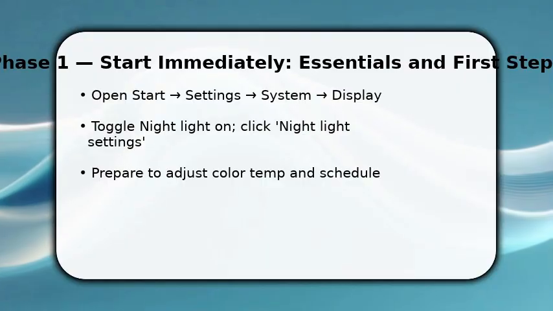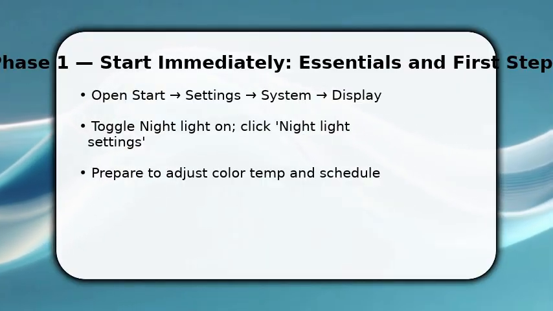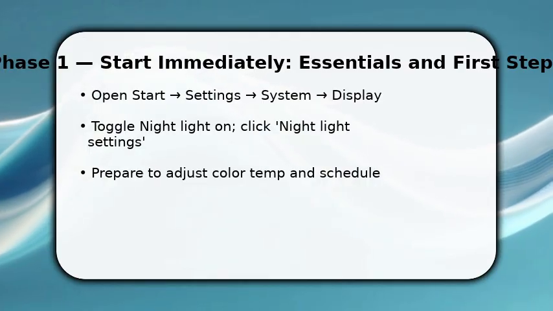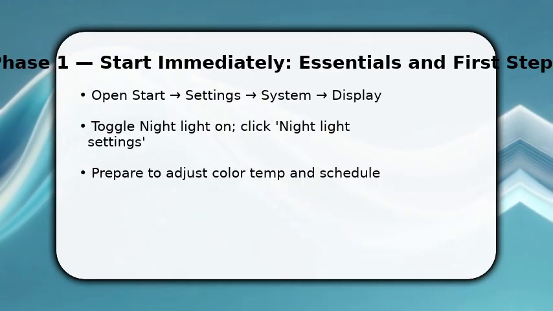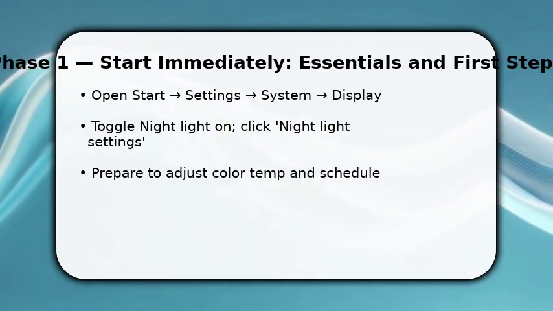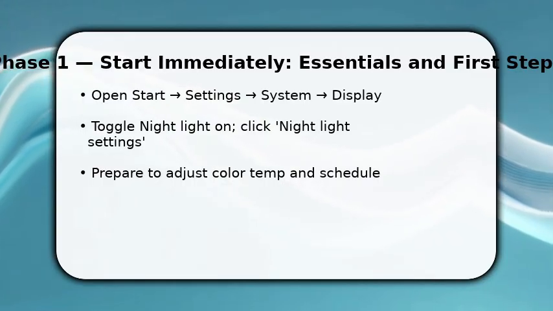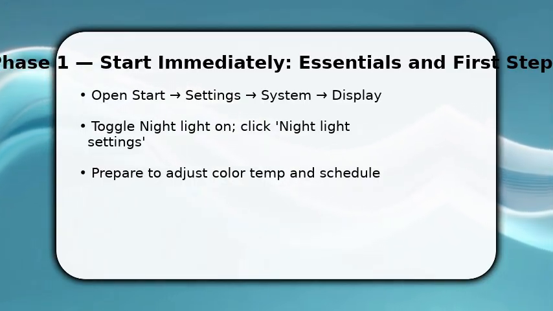Enjoy the video. You start by opening Settings and navigating to System, Display. This gets you straight to the screen controls. Once there, turn Night Light on so you can change how warm the screen becomes. Make sure to click Night Light Settings now. This is where you set the color temperature and scheduling.